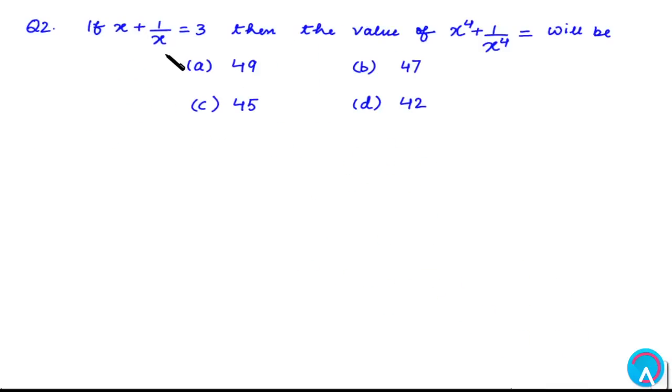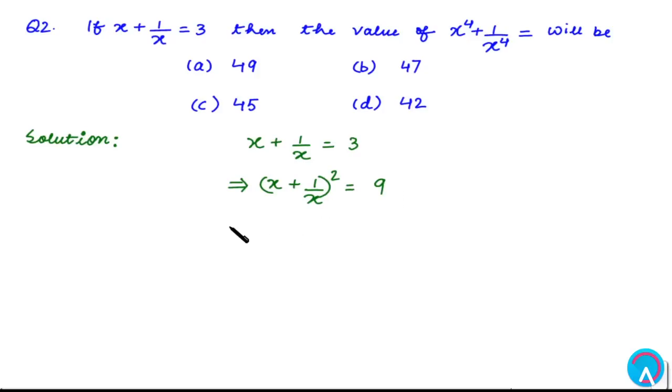Let's do question number 2. If x plus 1 by x is equal to 3, then the value of x to the power 4 plus 1 by x to the power 4 will be. These are the options. We have to find the correct value here. Let's solve this. Here it is given that x plus 1 by x is equal to 3. This implies if we square both sides, we'll have x plus 1 by x whole square is equal to 3 square, that will be 9.